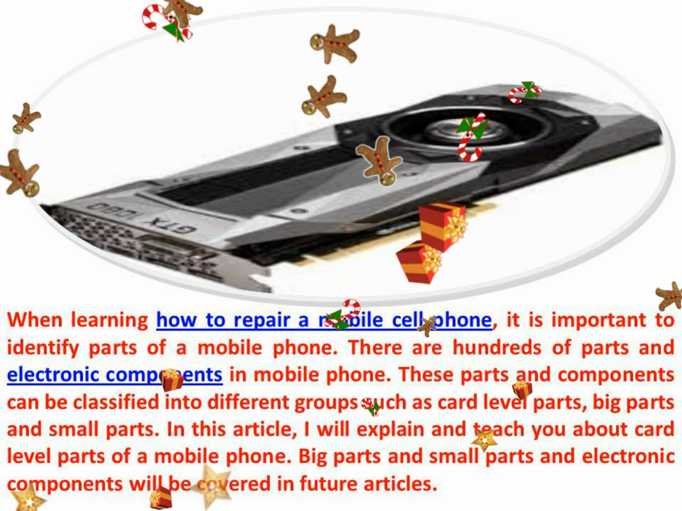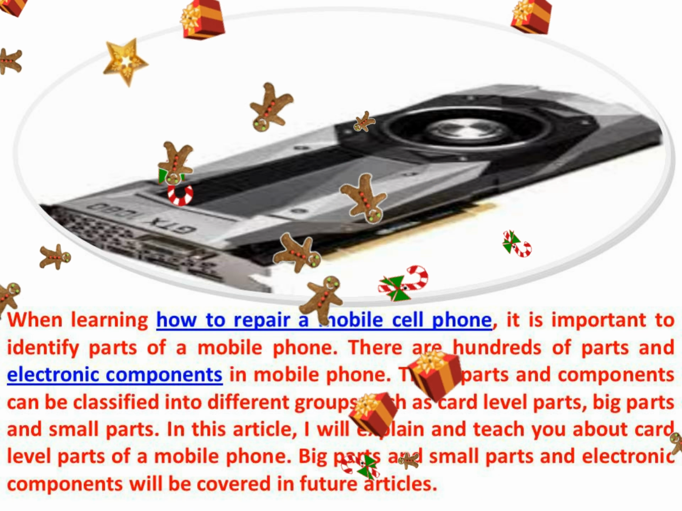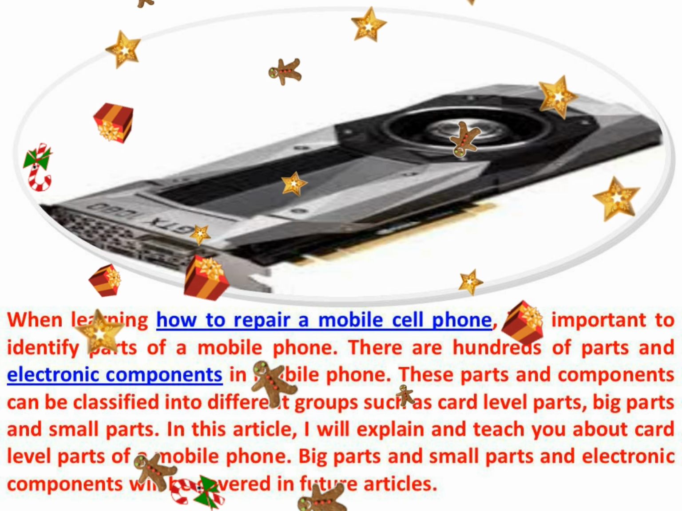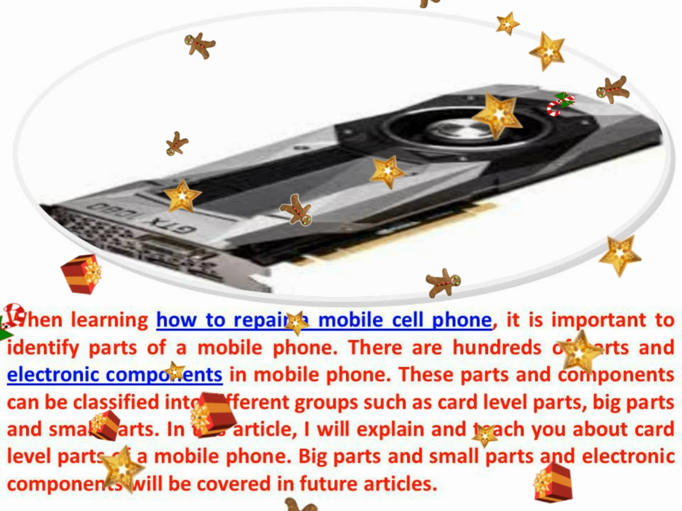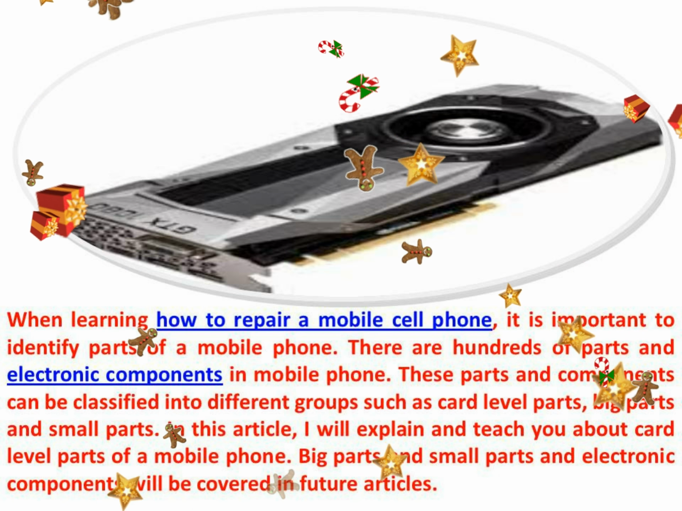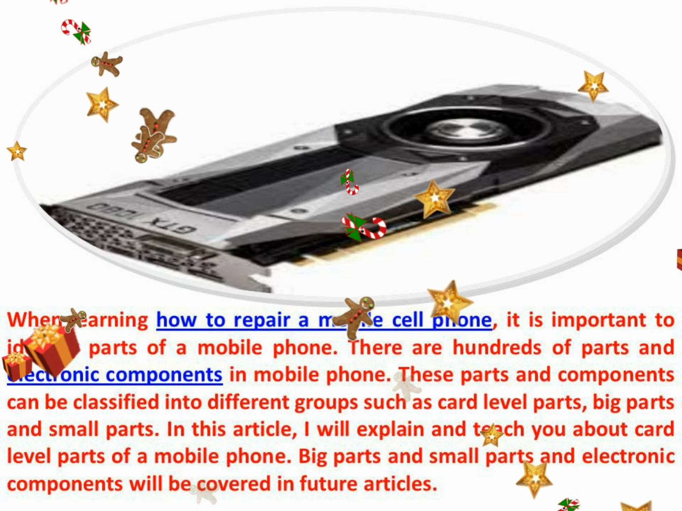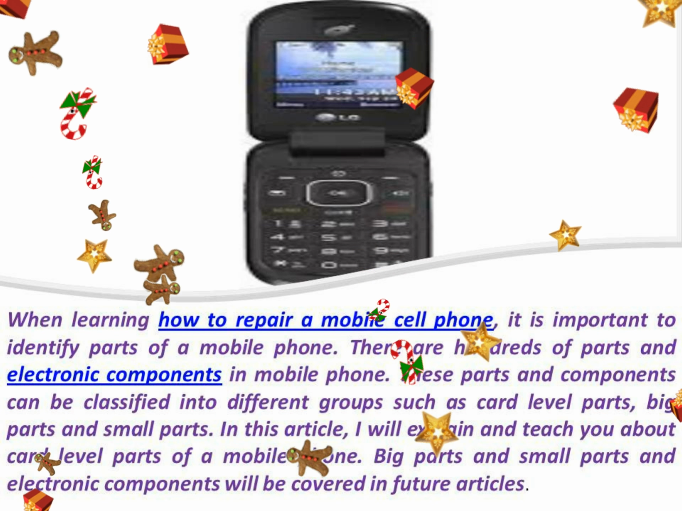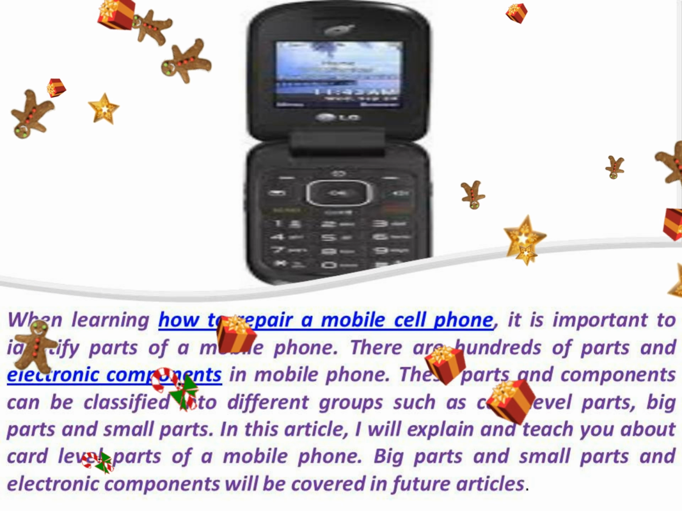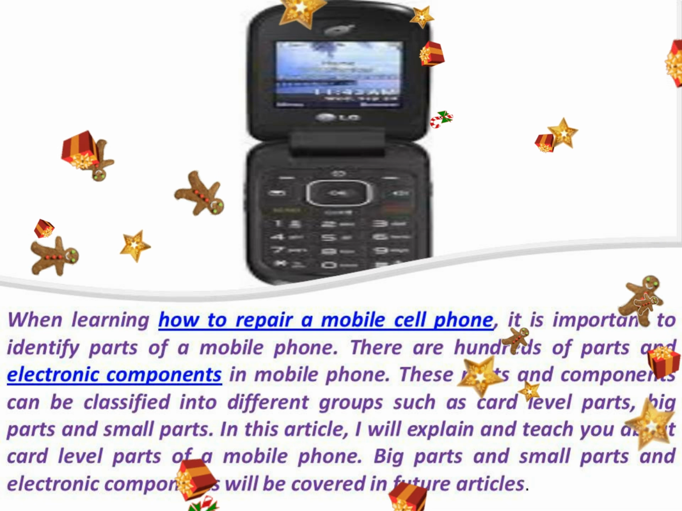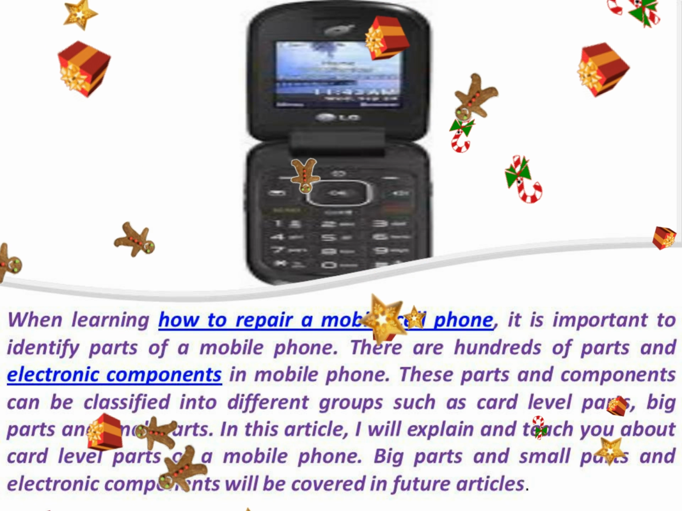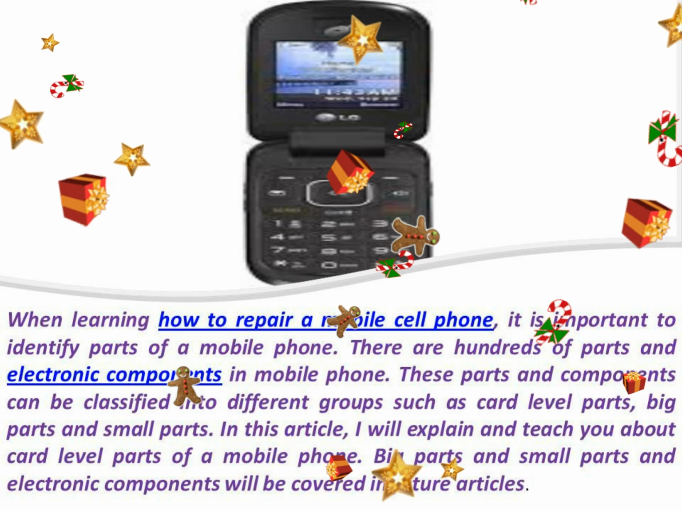LED. Light emitting diode. These components produce light in a mobile cell phone. Charging connector. It helps to connect the charger to the PCB of a mobile phone to charge or recharge the battery. Headphone connector. It is also called earphone connector. It helps to connect the headphone to the mobile phone via jack.